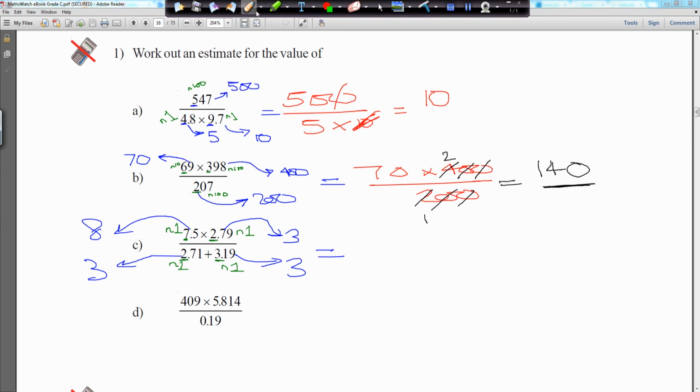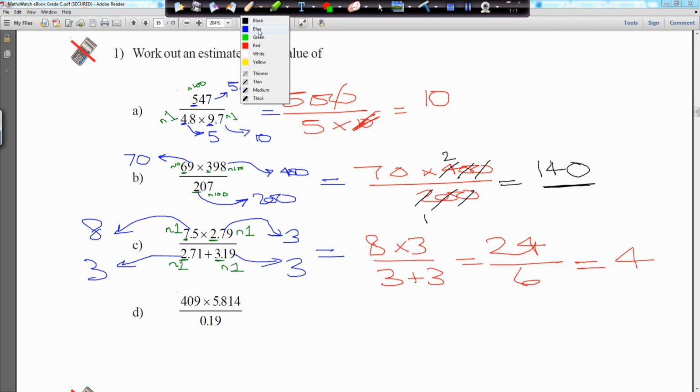Right, let's move on to the next color. So we now have 8 times 3 on top. On the bottom we have 3 add 3. Just make sure we don't make any mistakes here. So that's 8 times 3, and that's 3 plus 3. 8 times 3 will give us 24. 3 plus 3 will give us 6. 24 divided by 6 will give us 4. Lovely, done.